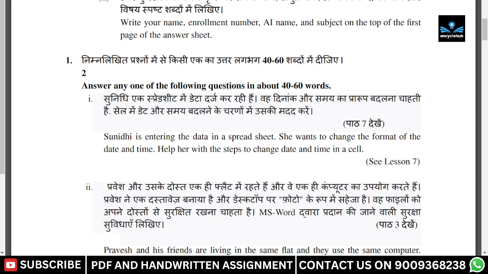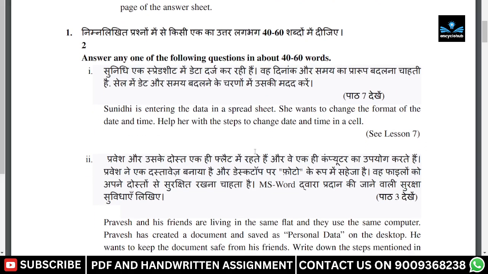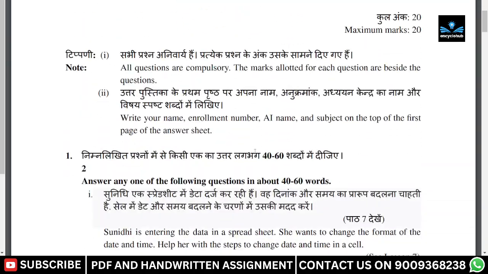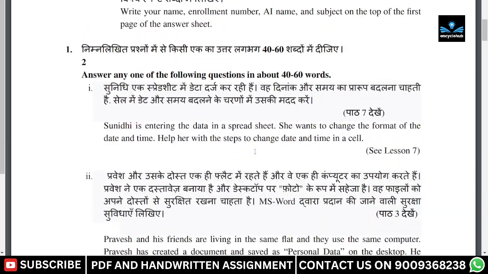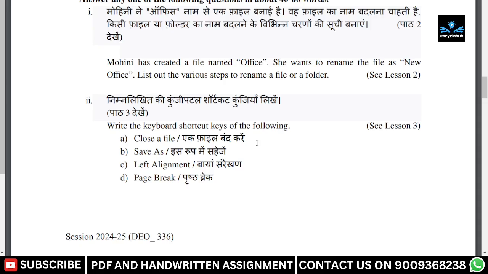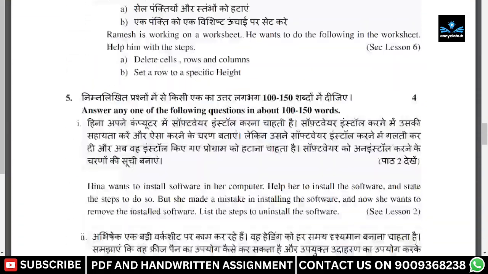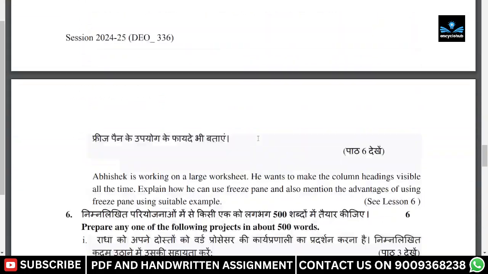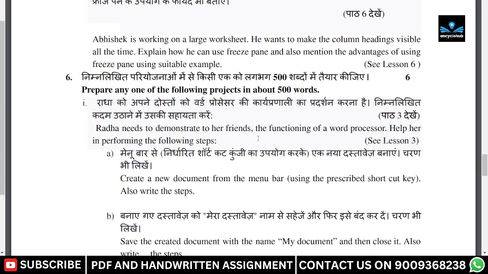Here, question number 1 to 6, which you can see on the screen. So actually, we have prepared all the answers of all the subjects, and here we are discussing all six questions of data science, data entry operations. Questions 1, 2, and 3 are all about 40 to 60 words. Question number 4 and question number 5 are 100 to 150 words, and question number 6 is about 500 words. And this is a project based question.